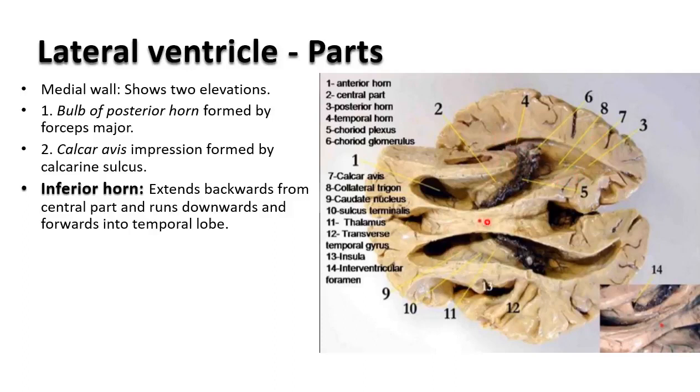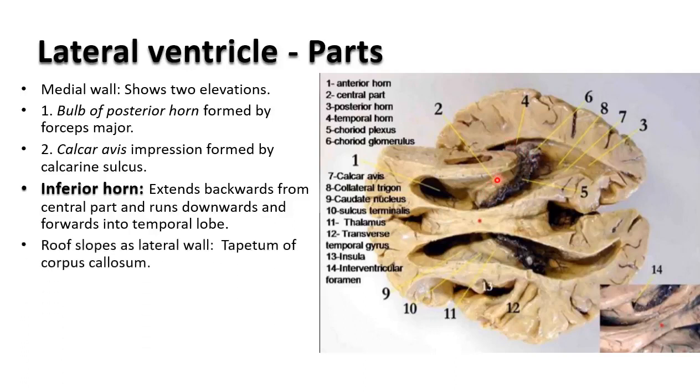Okay, and what is extending in the central part and also on the inferior horn is your choroid plexus. The choroid plexus is related to the floor of the central part of the body, but along the inferior horn it is related to the roof of the inferior horn. I will come to the choroid plexus a little later.